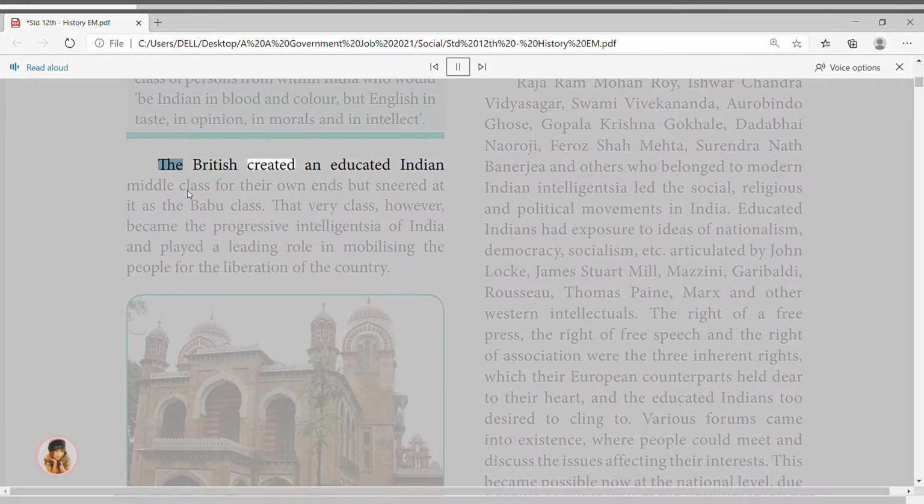The British created an educated Indian middle class for their own ends, but sneered at it as the Babu class. That very class, however, became the progressive intelligentsia of India, and played a leading role in mobilizing the people for the liberation of the country.